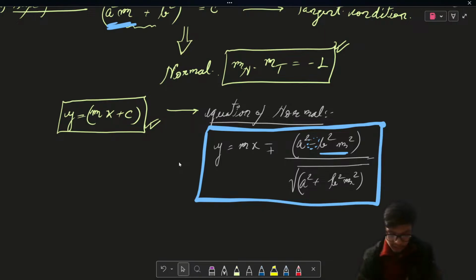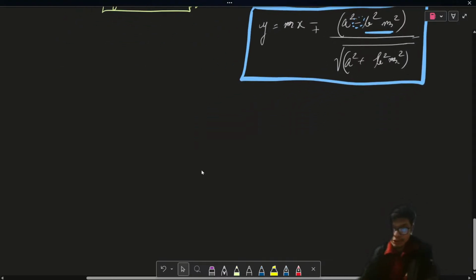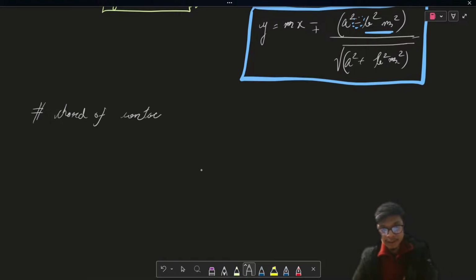So let us now move into discussion about the chord of contact or pair of tangents, right? Let us quickly look into those important miscellaneous topics. Regarding chord of contact, we have already discussed it when we were discussing the circle. I mentioned that this chord of contact will be repeating in almost all the chapters of conic sections and the formula remains the same, right?